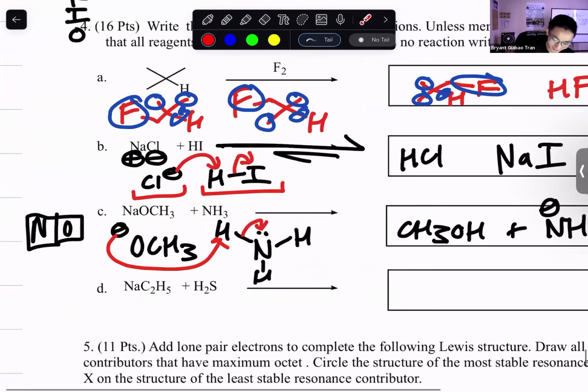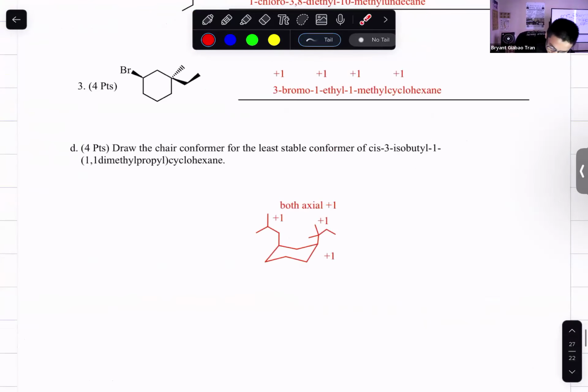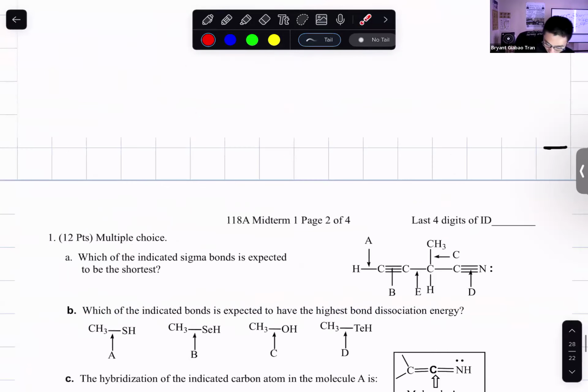Yeah, Gen Chem, Gen Chem. Wait, does she provide the periodic table? Yeah, I think she did at the first page.